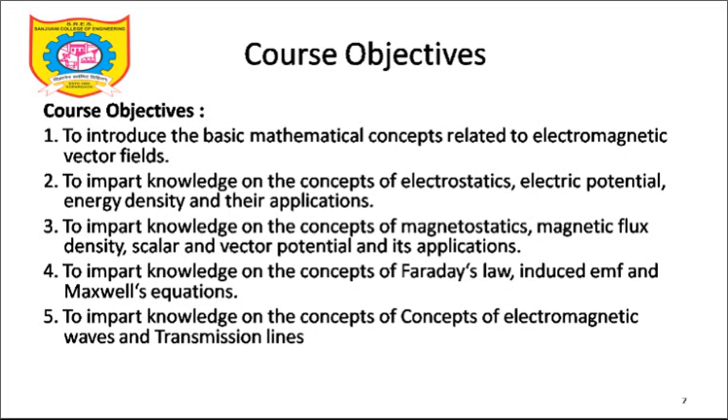Then the second objective is to impart knowledge on the concepts of electrostatics, electric potential, energy density and their applications. So why are we studying this subject? Every one of us is using a mobile nowadays, and we will try to understand what the importance of the electromagnetic signal is. Then the third objective is to impart knowledge on the concepts of magnetostatics, magnetic flux density, scalar and vector potential and their applications. If you compare the second and third objectives, the second is more concerned with electrostatics, the third with magnetostatics and their combination.